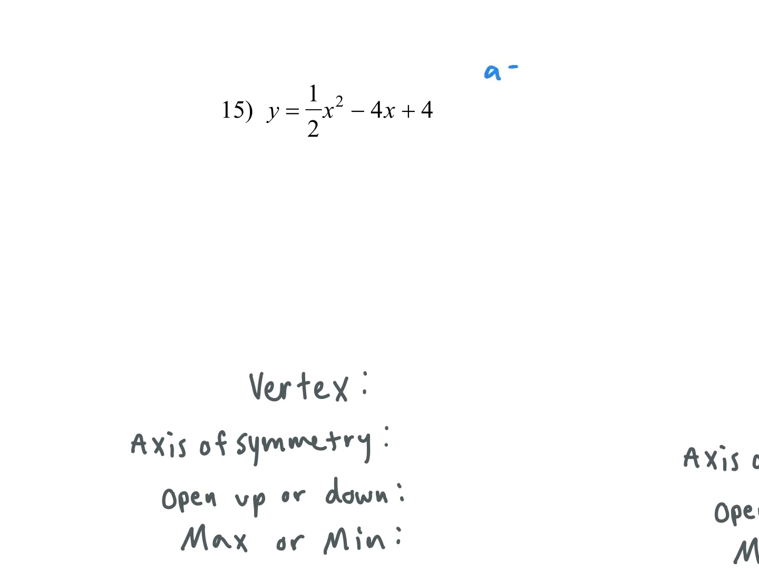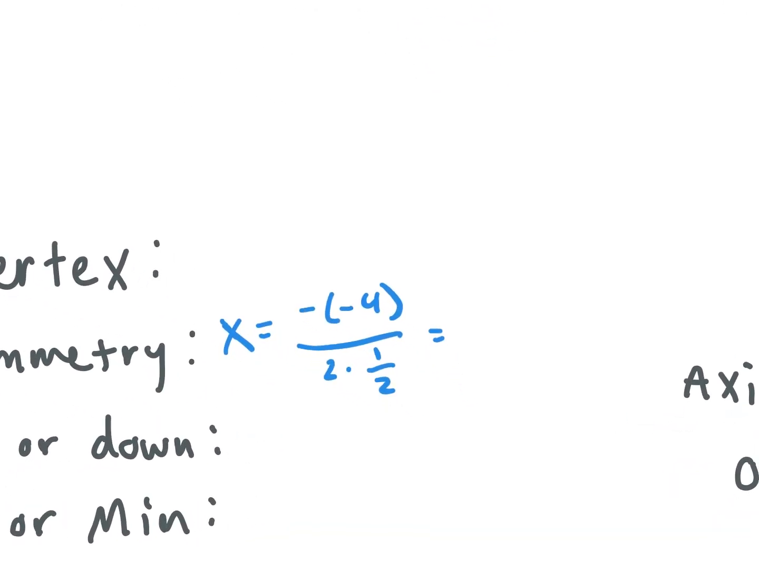Okay, let's look at 15. What's A? 1/2. And what's B? Negative 4. So my axis of symmetry is x is equal to negative b, so negative negative 4, over 2 times a, which is 1/2. So negative negative 4 turns into a positive 4. How do I multiply 2 times 1/2? So 2 over 1 times 1 over 2. And when multiplying fractions, what do I do? Multiply straight across. That's only when adding you need a same denominator. So this would be 2 over 2. And what does 2 over 2 simplify to? 1. So this would be 4 over 1. What's 4 over 1? 4. So it's the first number in my vertex.